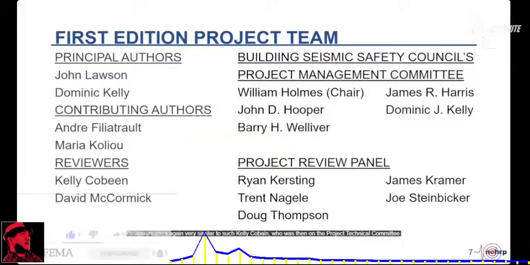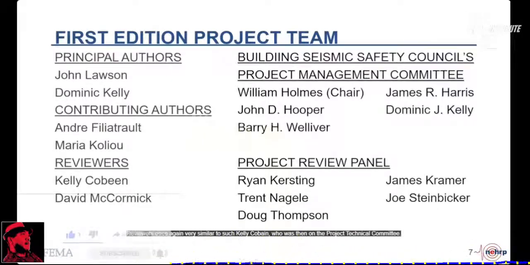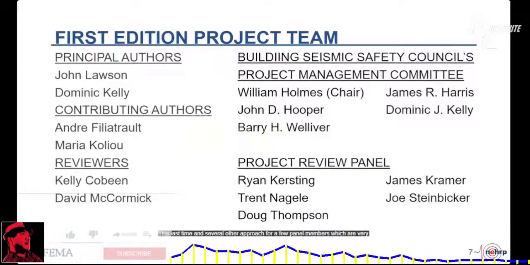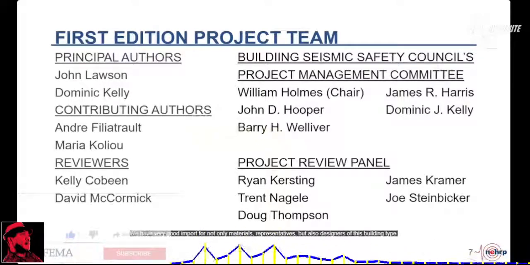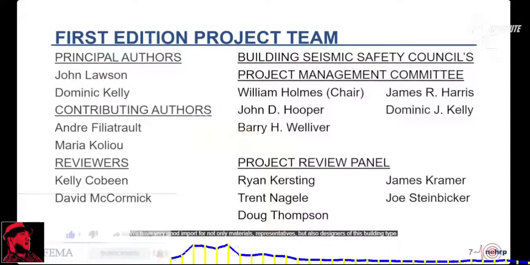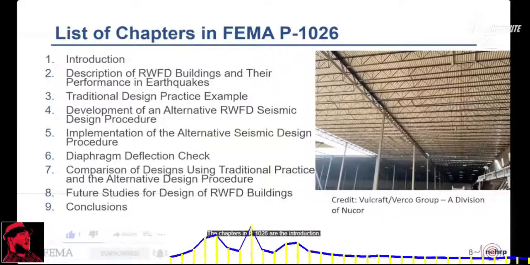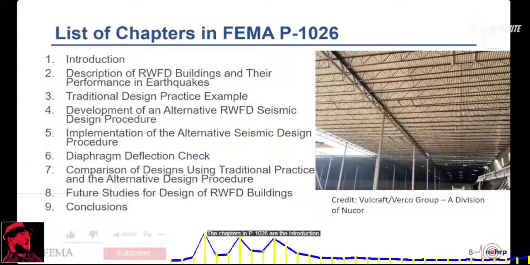Reviewers were once again very similar, such as Kelly Cobeen, who was then on the project technical committee this last time, and several other project review panel members. We had very good input from not only materials representatives, but also designers of this building type. The chapters in P-1026 are the introduction.